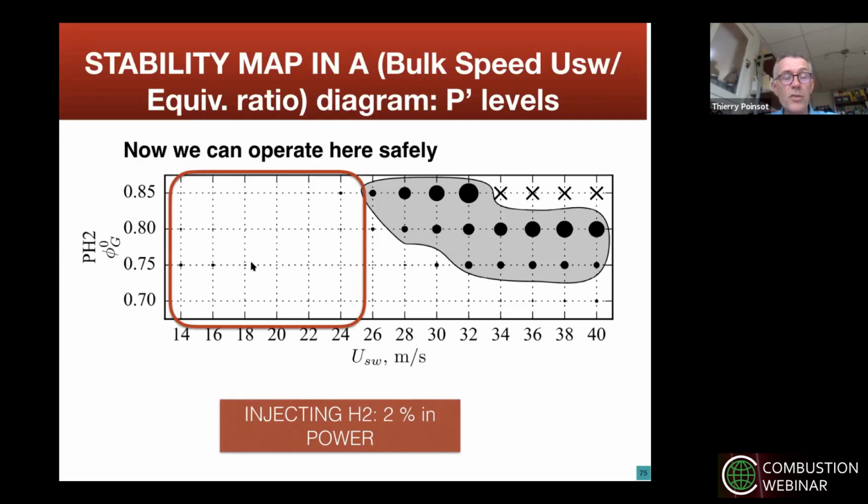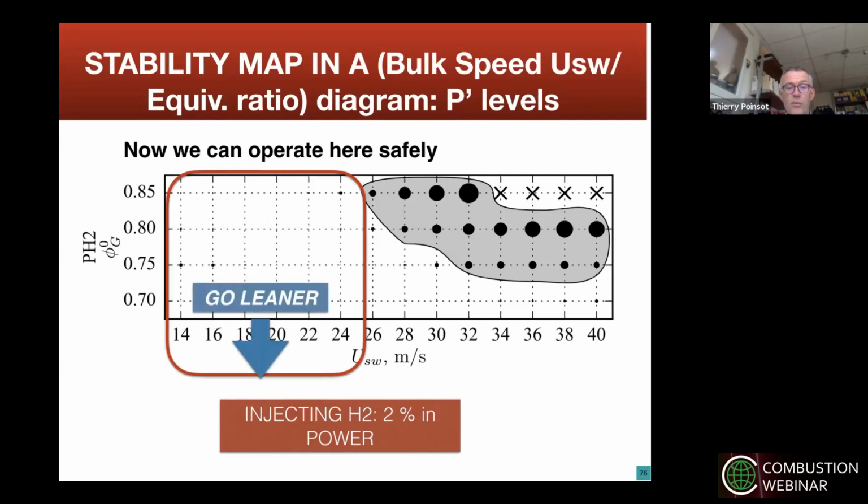We are really interested in this zone here, and now we can operate here with only a little bit of addition of H2. We can operate all the points and still be very stable. So that's quite promising, and you could actually, we haven't done it. What we want to do is to go here, to go leaner. Now that you're stable, you could even go to places where you put even less fuel, and that's what you want if you want to save kerosene.